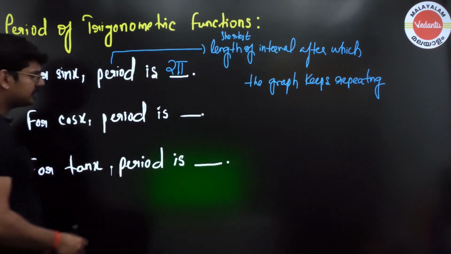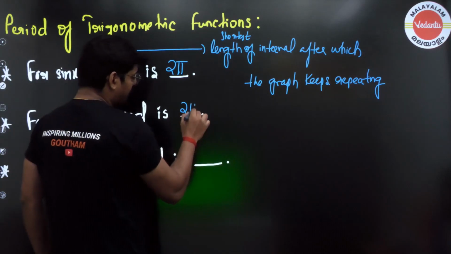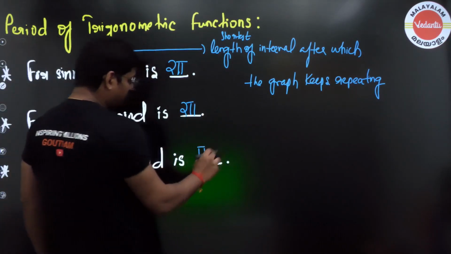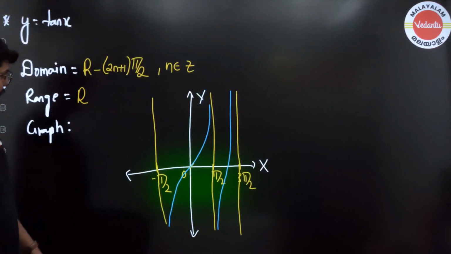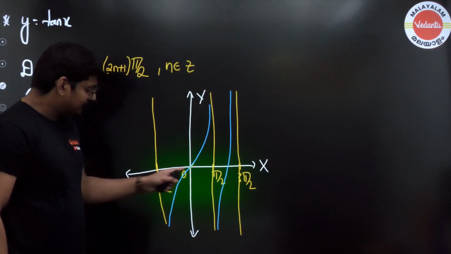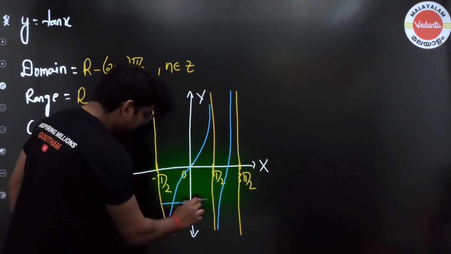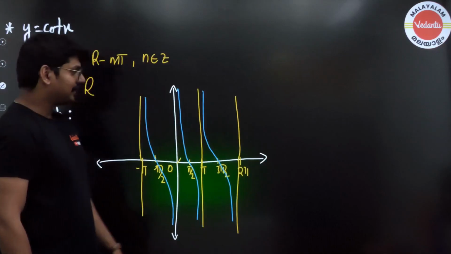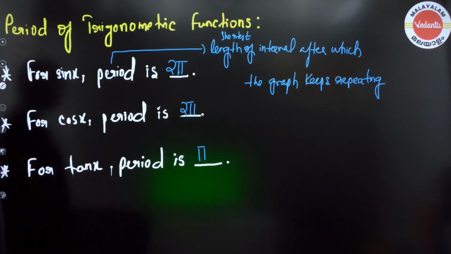Similarly for cos x, the shortest interval after which the graph keeps repeating is 2 pi. For tan x, it's going to be pi, because if you observe the tan x graph, you can clearly see that after an interval from minus pi by 2 to pi by 2, that is the interval length pi, the graph is repeating. So that is the reason the period of tan x is pi.